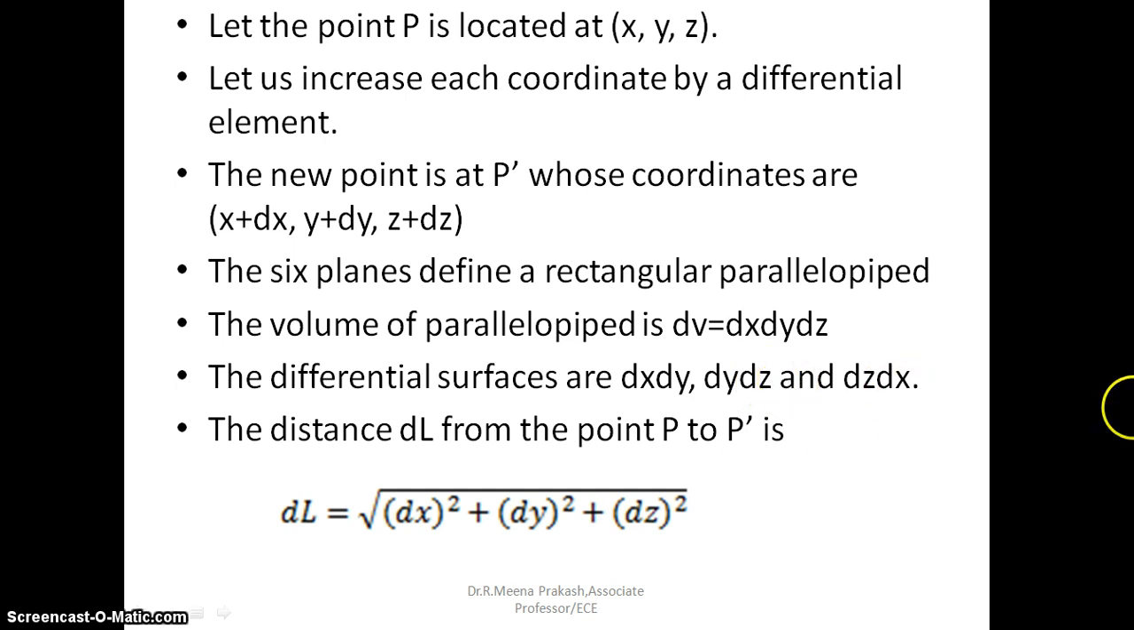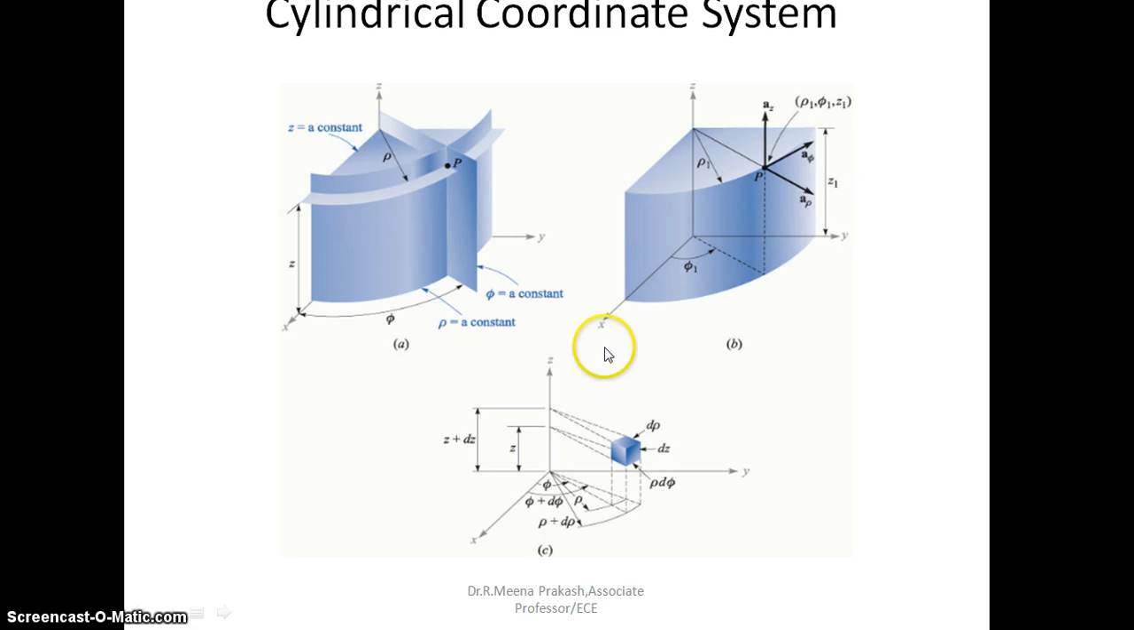These are the three surfaces, and the distance dl from the point P, whose coordinates are x, y, z, to P dash, whose coordinates are x plus dx, y plus dy and z plus dz, is given by dl equal to the square root of dx squared plus dy squared plus dz squared. So this is the distance from the point P to P dash. This is about the rectangular or Cartesian coordinate system. Then we will discuss the cylindrical coordinate system.